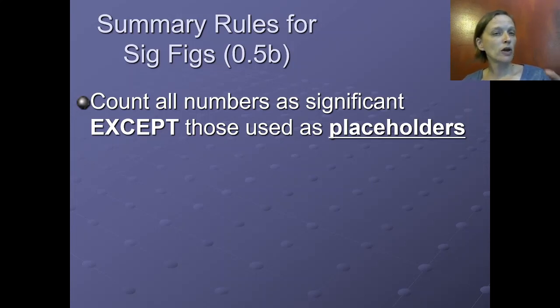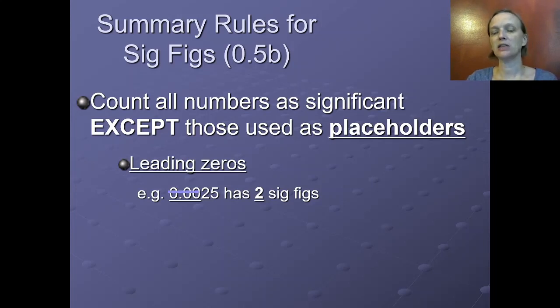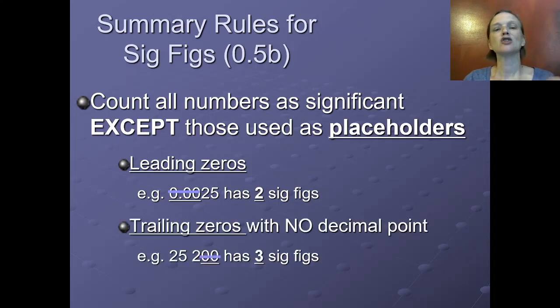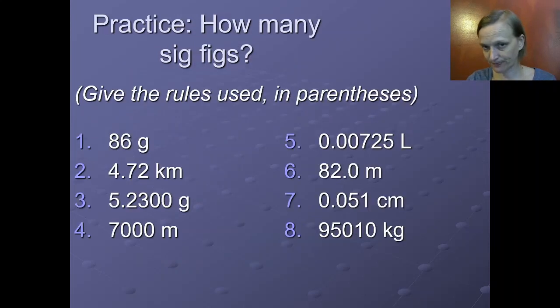Summary rules. So here is a summary of those 5 rules, if thinking about it this way helps you. All numbers are significant unless they are only used as a placeholder. So leading zeros are always just placeholders, so you never count them. And trailing zeros can be just a placeholder. It depends on whether the number has a decimal point or not. Trailing zeros with no decimal point are just placeholders, so you don't count those. But if a trailing 0 is in a number with a decimal point, then you do count that as significant.